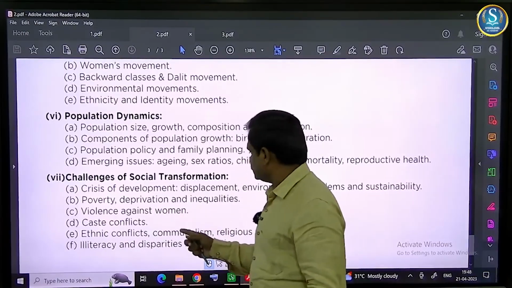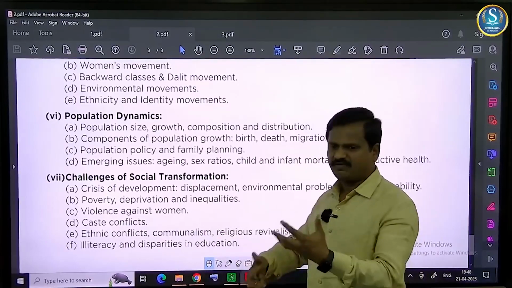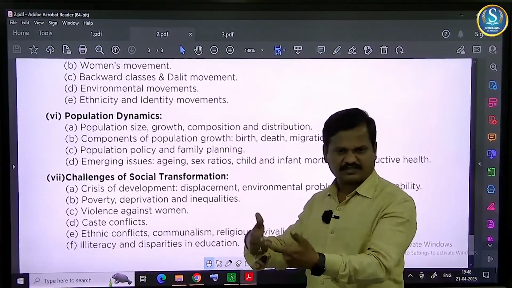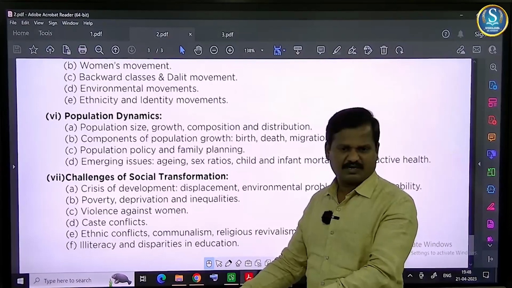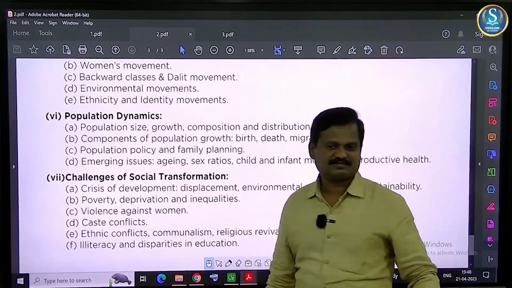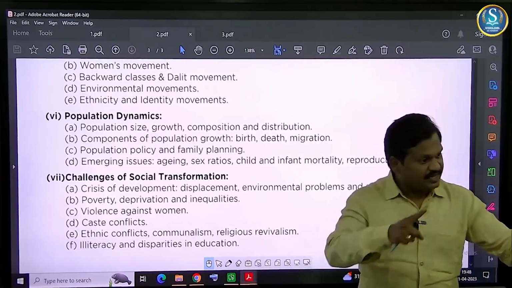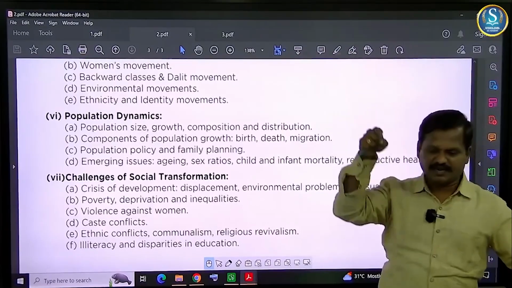See, challenges. Displacement. In the name of development, you are displacing the tribal people. And poverty increases. Inequality increases. Today, people are becoming poor. India is rich, but Indians are poor. Is this not a paradox? India is rich. Indians are poor.